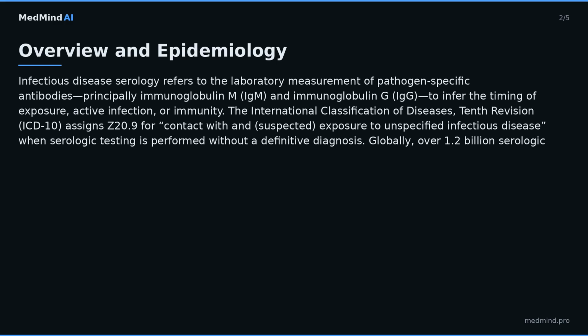Globally, over 1.2 billion serologic tests are performed annually, representing a 7% increase from 2015 to 2022, WHO 2023. In the United States, the Centers for Disease Control and Prevention, CDC, reports 45 million IgM/IgG assays per year, with a cumulative cost of US $3.8 billion, CDC 2022.